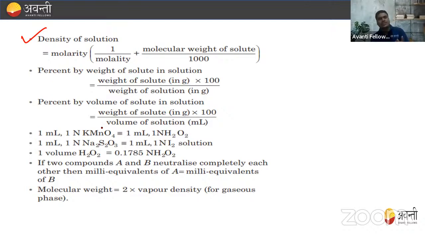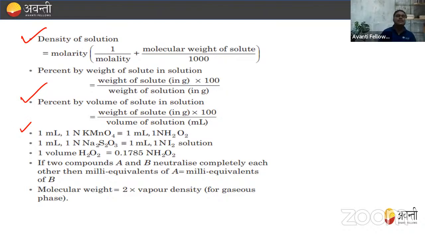That is the weight of the solute divided by the weight of the solution multiplied by 100. Similarly, we can find the percentage by volume. That is the weight of the solute divided by the volume of the solution multiplied by 100. Okay? Now, let me explain this with an example.